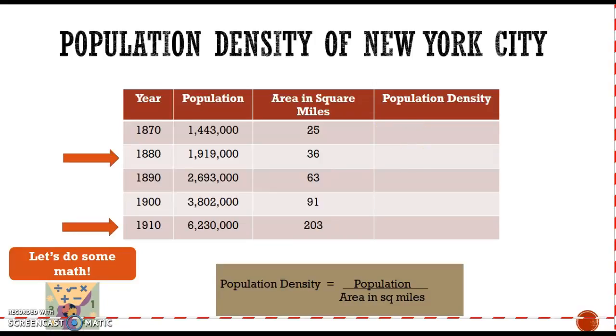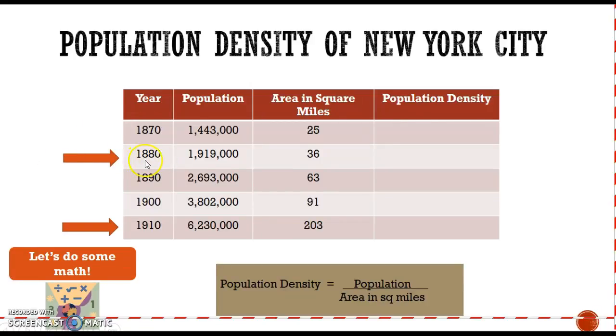Okay. Since I'm not in the Blackboard room, I can't write on the board. I can't write the answer there, but it's 57,720. So I took this number and I divided it by this number. And that tells us the population density in that year. For every 25 square miles, there are 57,720 people living.